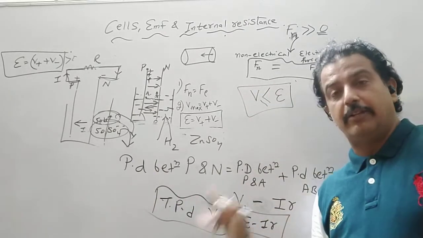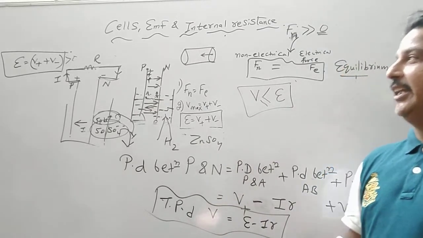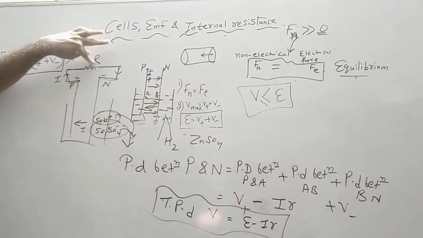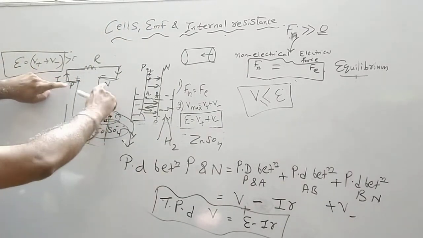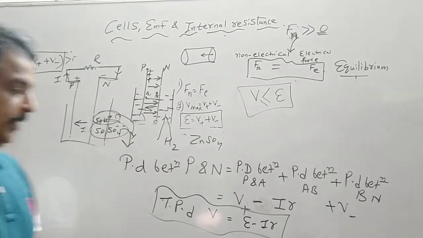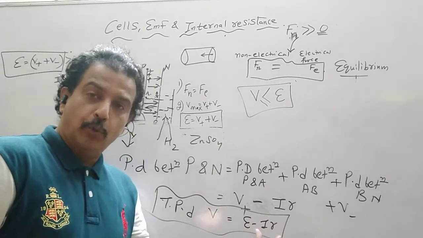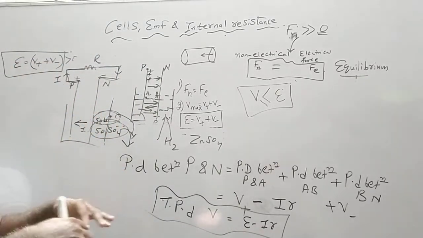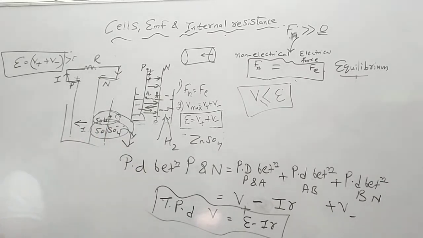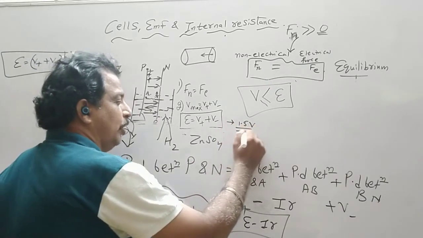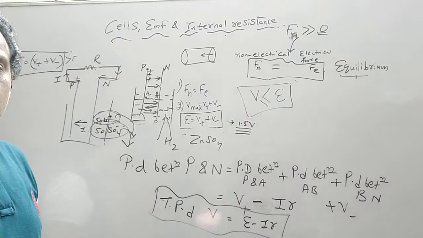This terminal potential difference means that when I use this cell, the potential difference between these two electrodes will keep on decreasing because you are using the cell, and this internal resistance will oppose the motion. Therefore you will not get the earlier situation, where Fn was equal to Fe. So the EMF was assumed to be 1.5 volt. This is only the situation when no current is drawn.